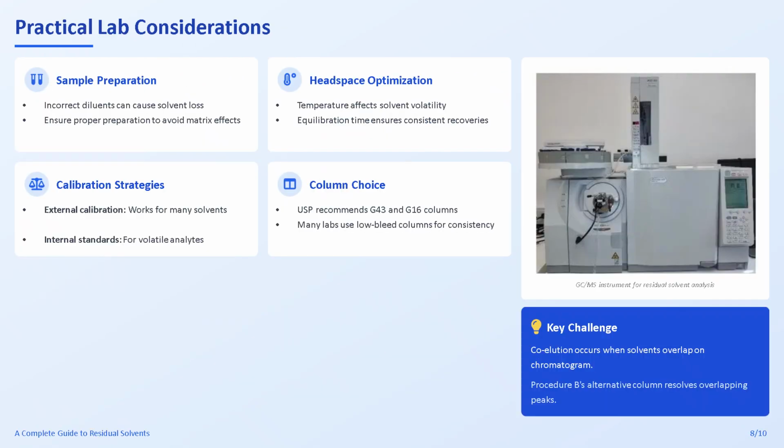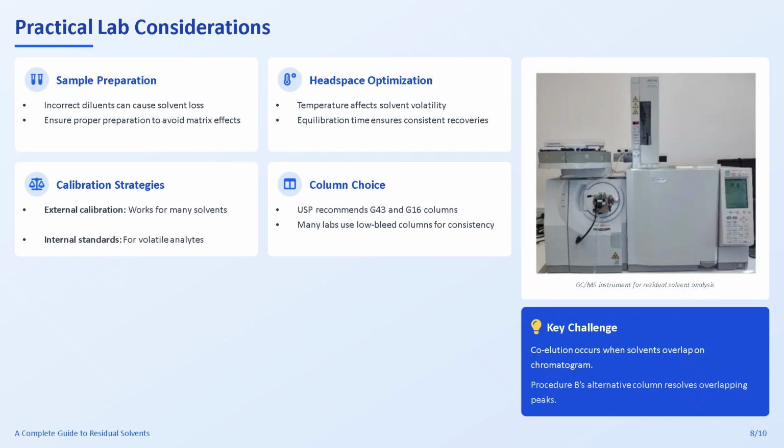Residual solvent testing isn't just about following USP, it's about running an efficient and reliable laboratory. Sample preparation is critical. Using the wrong diluent or poor vial sealing can cause solvent loss or inconsistent results. Headspace conditions, like equilibration time and temperature, directly influence volatilization and recovery. For calibration, external standards often work well, but for highly volatile solvents, internal standards provide stability.